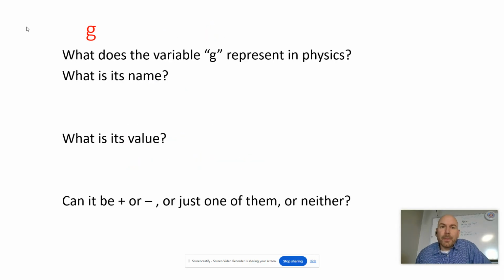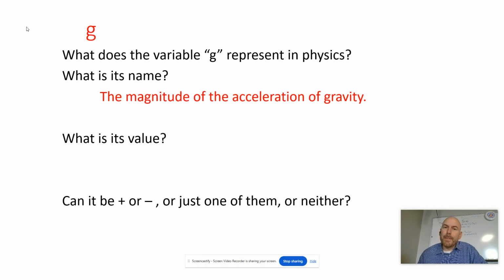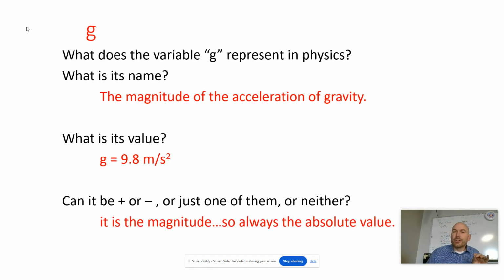So g, this is not an earth-shattering variable here, but we haven't used it yet. And this is the magnitude of the acceleration of gravity. The value of that is 9.8 meters per second squared. But catch this, it is just the absolute value of the magnitude of the acceleration of gravity. So it's not negative 9.8 meters per second squared, just 9.8 meters per second squared.